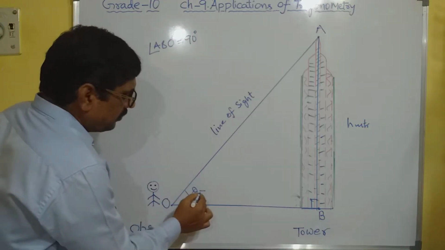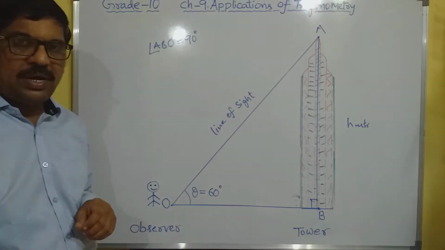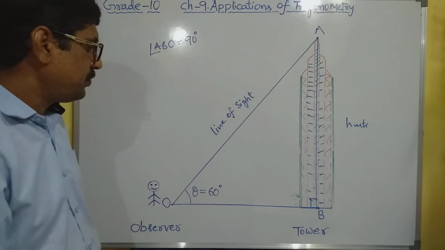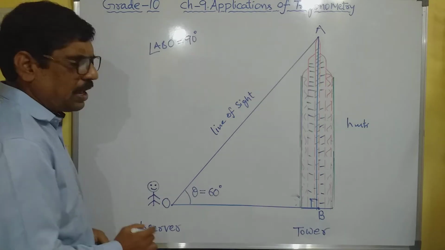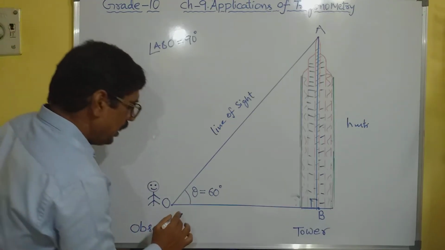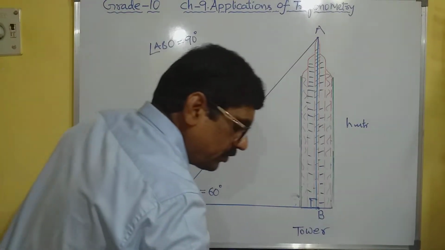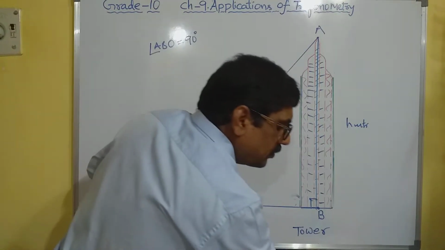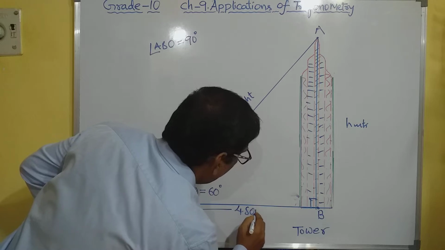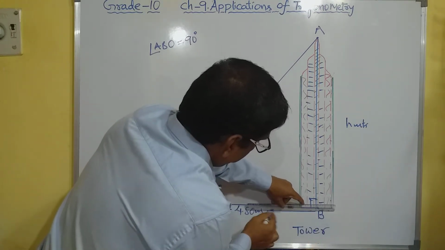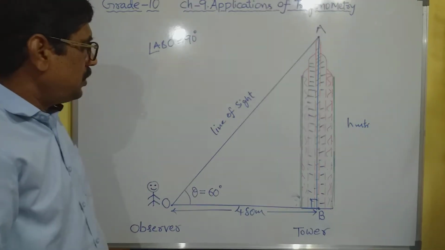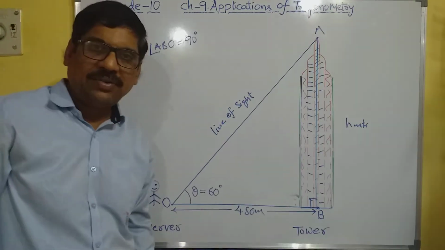Let us take this as 60 degrees. We have just considered the angle to be 60 degrees. Now let us measure the distance from the observer to the bottom of the building. Let us take this distance as 480 meters. So now, having all these values, we are going to find the height of the building.